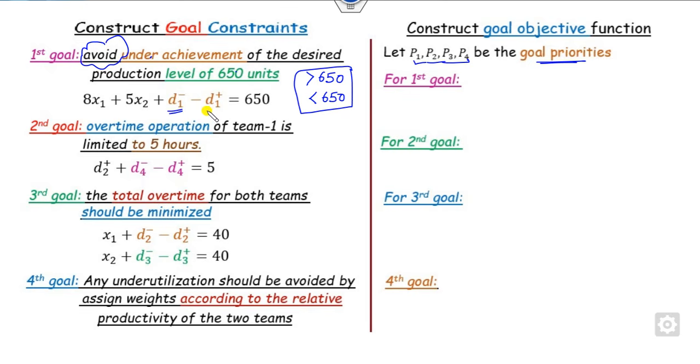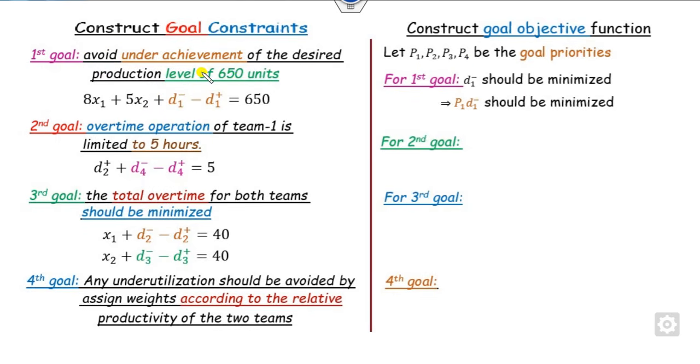If your target is to avoid underachievements, what is the underachievement here? Is it D1 negative or D1 positive? This underachievement is here, so you have to avoid this one. What is the meaning of that? Your target is to minimize this, because you want to avoid it, and the priority level for it is P1. Similarly, for the second goal, it is overtime.